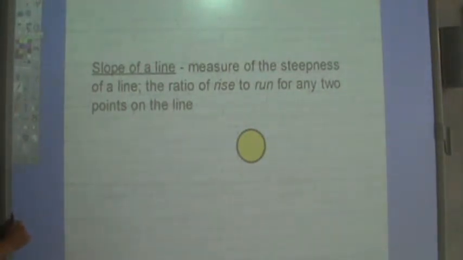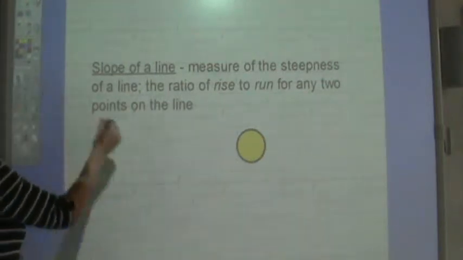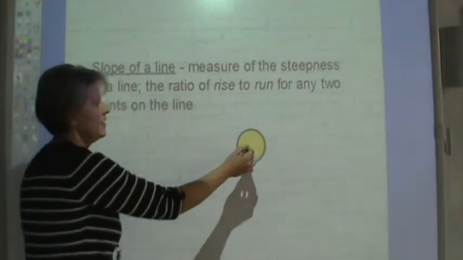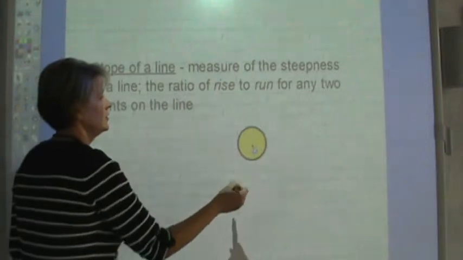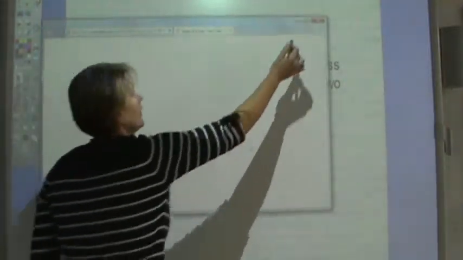Alright, slope of a line. Slope is a measure of the steepness of a line, the ratio of rise to run for any 2 points on the line. This is a video from Khan Academy that I'd like you to watch. If it will play, there we go.